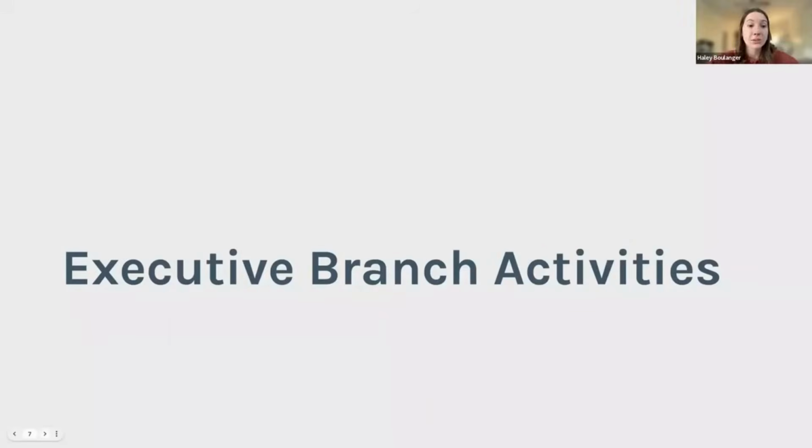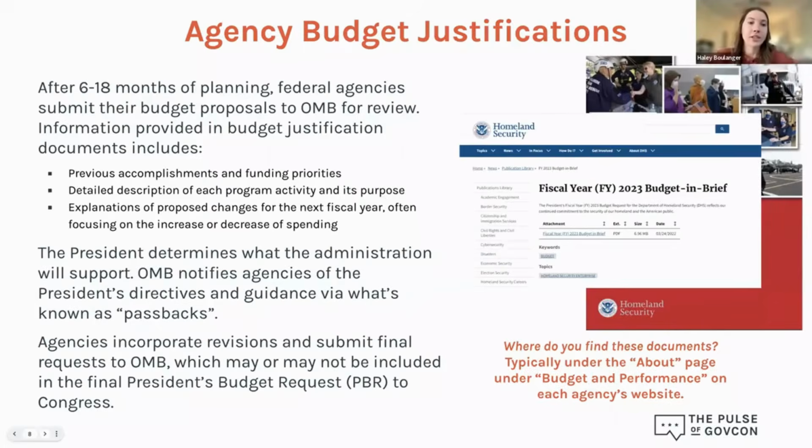So first we'll get into the executive branch activities in that first section of the process. After about 6 to 18 months of planning, federal agencies submit their budget proposals to the Office of Management and Budget for review. In these agency budget justifications, there's information such as previous accomplishments and funding priorities, a detailed description of each program activity and its purpose, and explanations of proposed changes for the next fiscal year, which are often focused on the increase or decrease of spending.